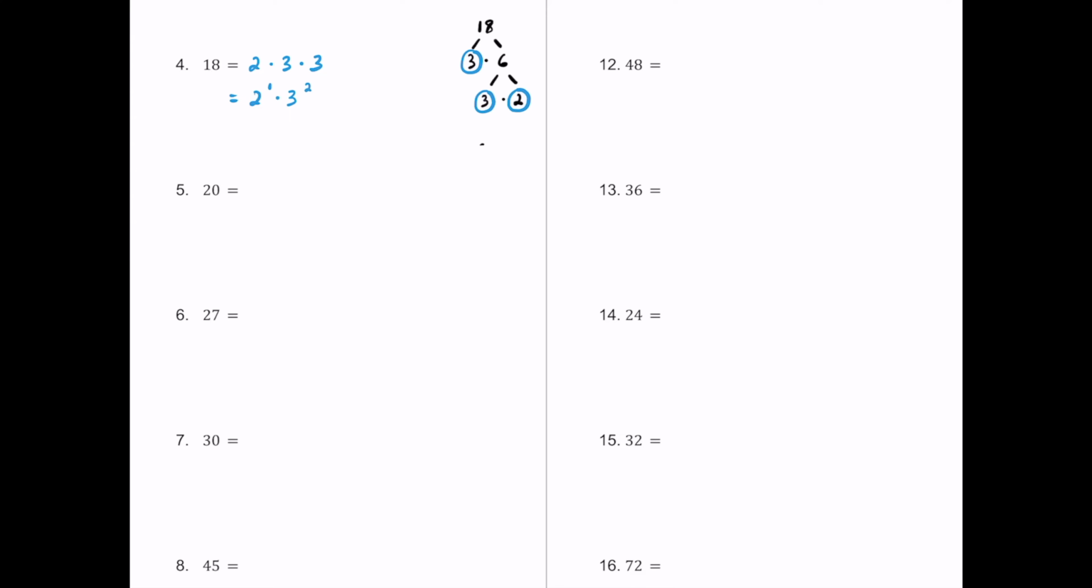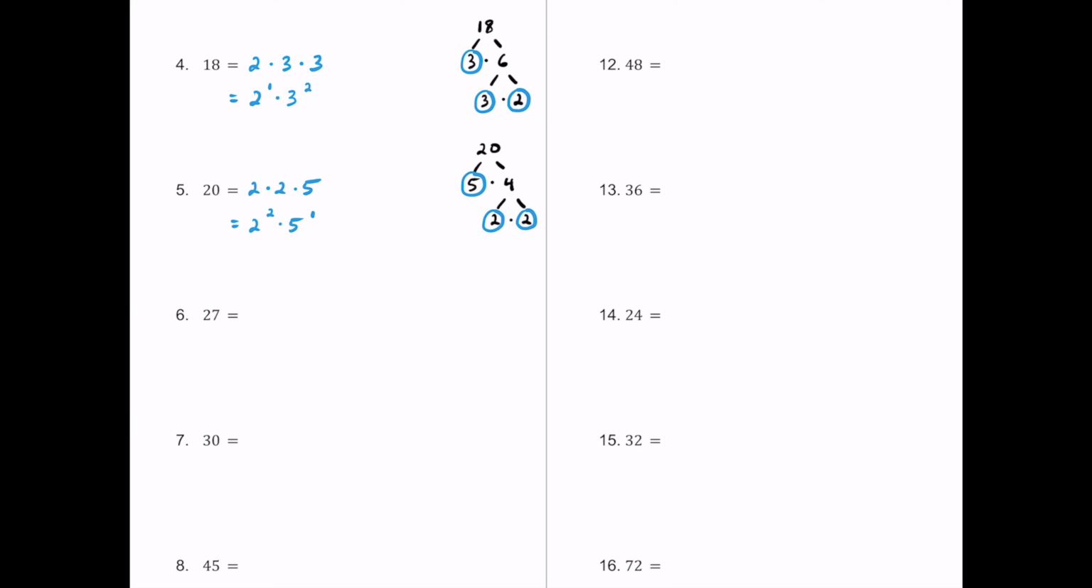For number 5, we have the number 20. All right, so this hopefully makes sense. We can go ahead and take the 5 and a 4. 5's prime, I'm going to go ahead and circle that one. And 4 is composite. I'm going to break that down into a 2 times 2. Again, 2's are prime, so I'm going to go ahead and circle them. And so the prime factorization here is going to be 2 times 2 times 5. Also known as 2 to the second power times 5 to the first power.